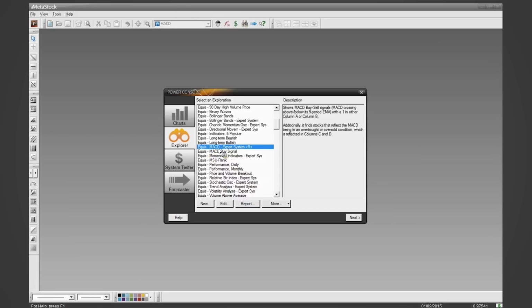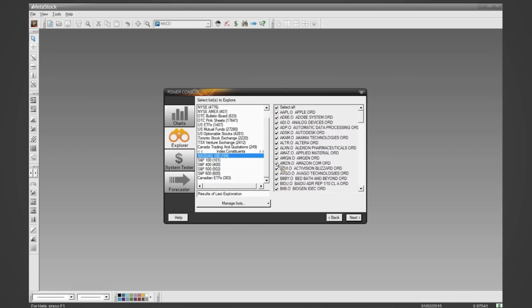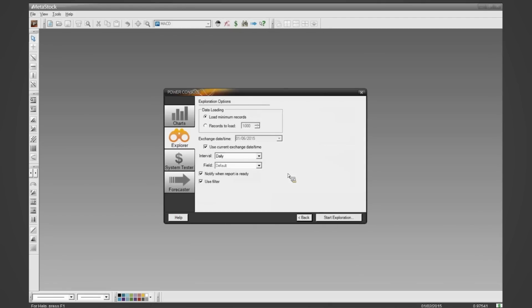But what we're going to do here is look for a MACD buy or sell signal. This will look for both at the same time. I'm just going to highlight that, go to next, and then I need to tell it a list to look through. Let's maybe have it look through the NASDAQ 100. This will look through the NASDAQ 100 to identify opportunities for me. So let's go ahead and choose next.